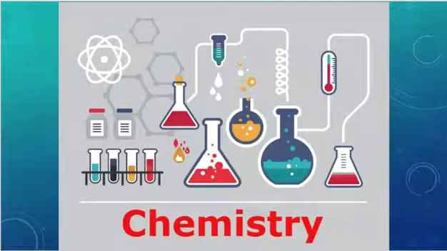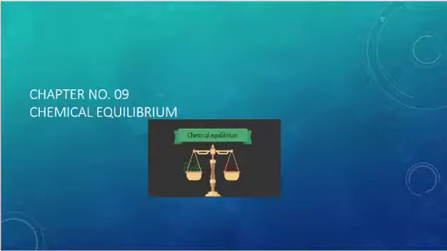My subject is chemistry. Today we are going to start our first chapter of class 10th. According to continuity, the chapter number is 9, chemical equilibrium. What does the word equilibrium mean? Equilibrium means a state of balance between two opposite forces. It can be a balance between two opposite influences.